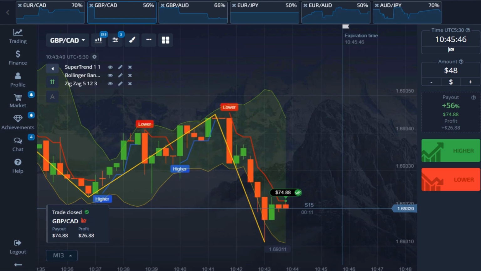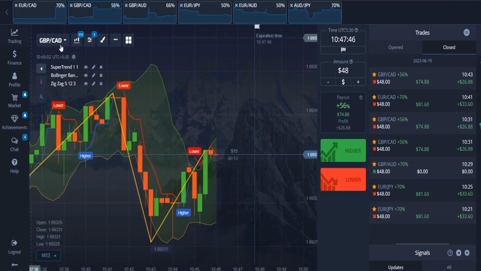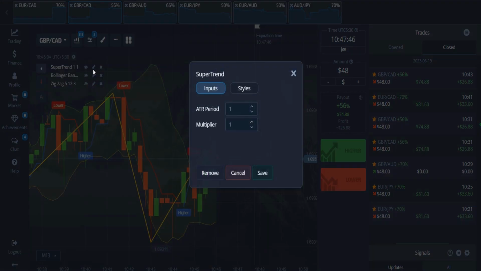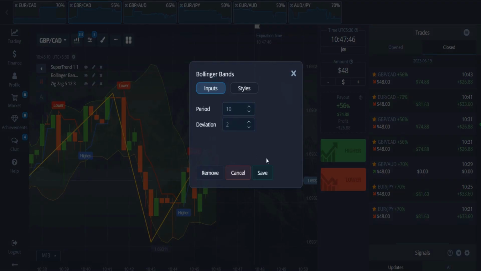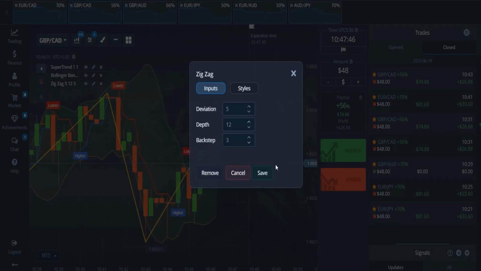We've won this trade too. Now let me quickly show you the indicator settings used in this strategy. Supertrend: ATR period 1, multiplier 1. Bollinger Band: period 10, deviation 2. Zig Zag indicator: deviation 5, depth 12, backstep 3.